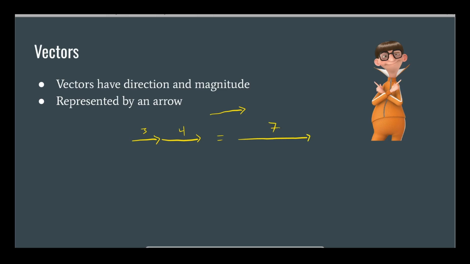And that's how we actually add vectors as well. So one thing I want to mention here is what I just did there is I did a tip to tail addition. So when we add vectors, we want to add them where the tip of one is touching the tail of the next one.